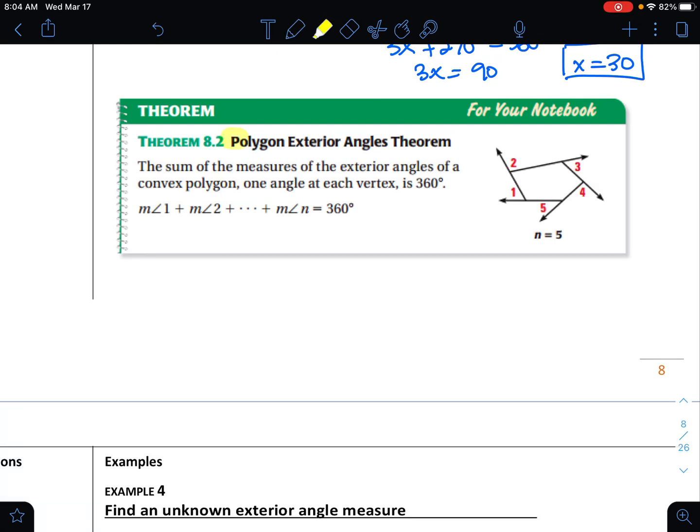All right, let's move on to part 2 here, and I want to talk about the next theorem. So this is called the polygon exterior angles theorem.